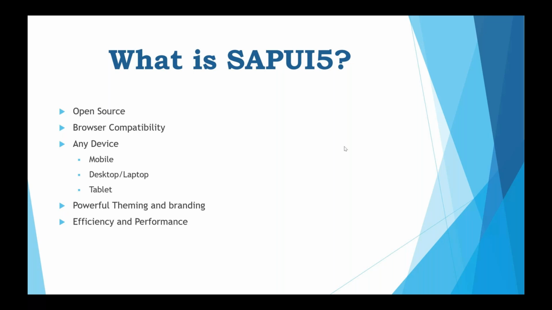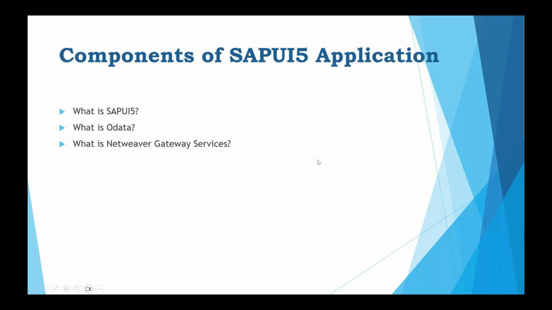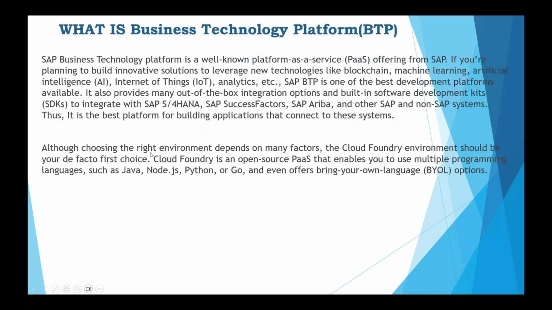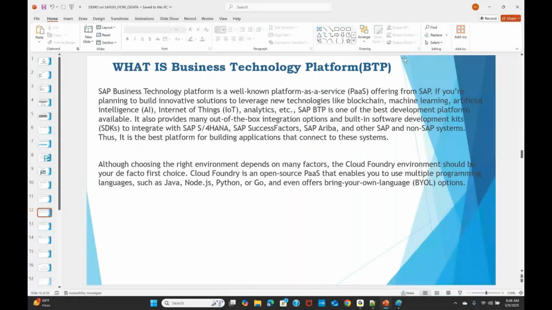Okay. So now let's move to what are the components of the SAP UI5 application. If you want to develop the SAP UI5 application, what are the components? You require SAP UI5, you require OData, you require SAP NetWeaver Gateway Service to develop the SAP Fiori applications. So let's go and I will explain this part in the diagram.